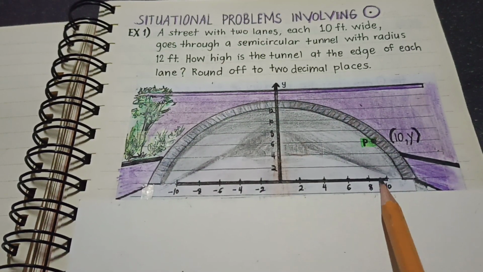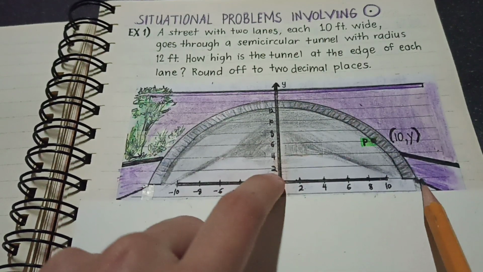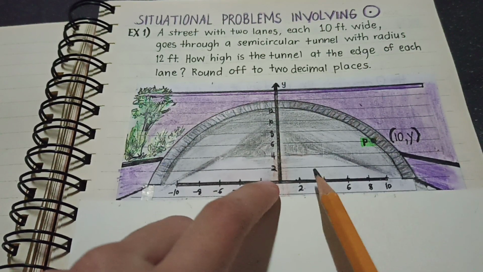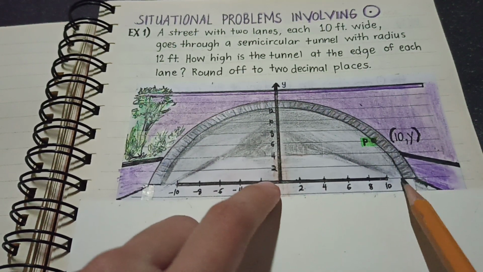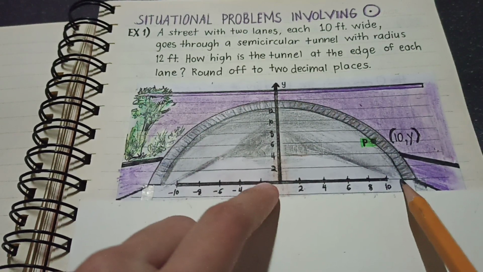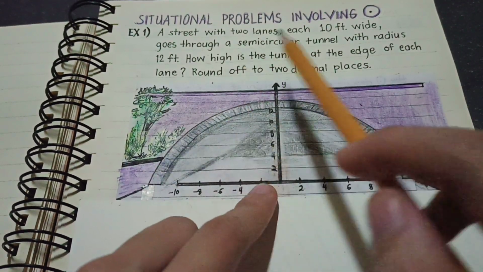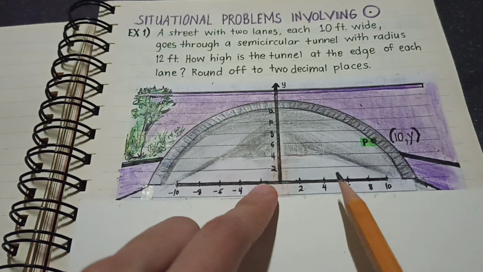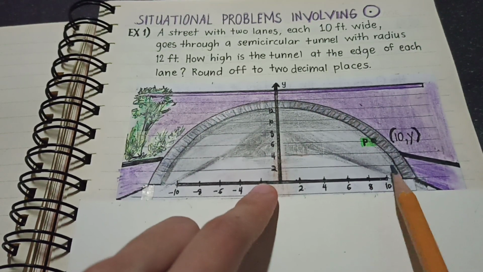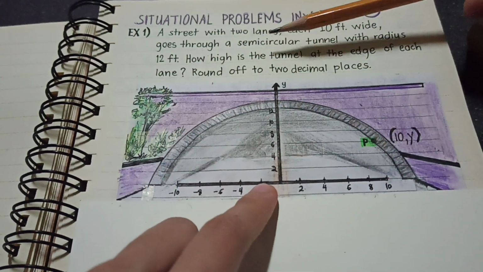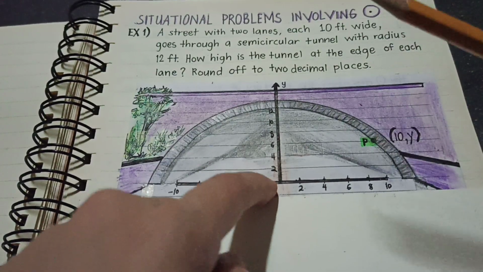The lane is 10 feet, but the whole height actually is 12 feet. There is a gap. So why? Because if a truck passes through the tunnel, at the very edge of that 12 feet, its side mirror could be damaged, and so on and so forth. So that's why semicircular tunnels are designed such that there should be a gap. Now, going back to the question, how high is the tunnel at the edge of each lane?